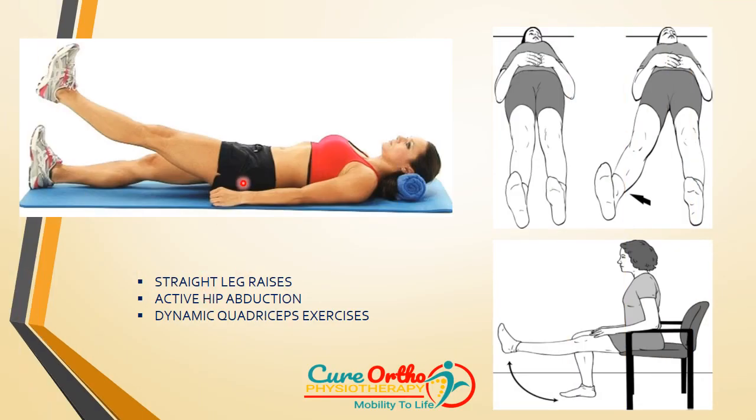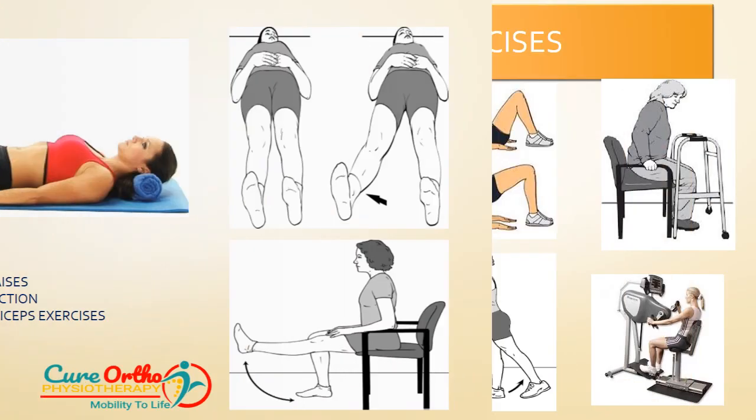Leg raises, you can see we have active hip abduction. This is in supine position. So in both positions, supine and side-lying, we perform hip abduction exercises. Dynamic quadriceps exercises in the sitting position.